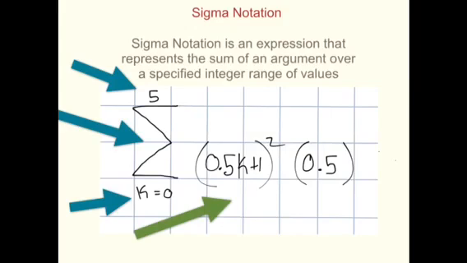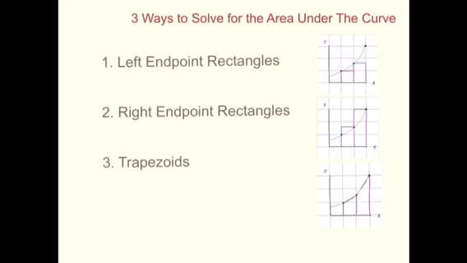Sigma is used in math as a shorter way to indicate sums. This symbol is used to represent the addition of a long list of numbers or terms. The equation made through sigma notation represents the total area under the curve, meaning the base multiplied by the height.